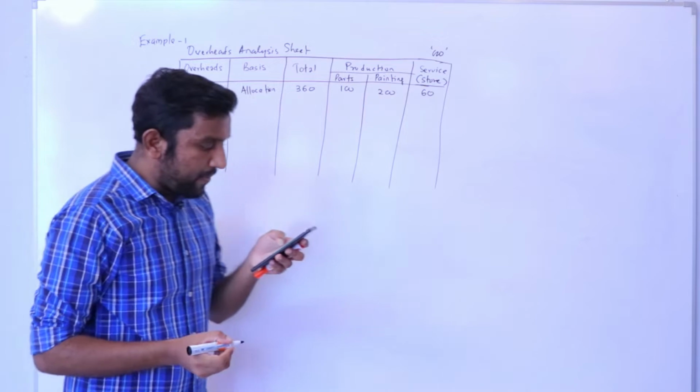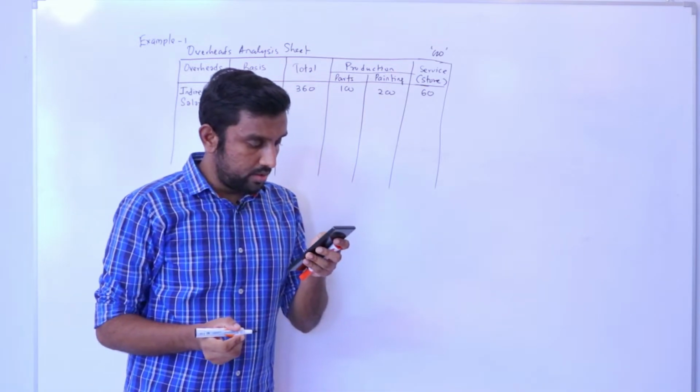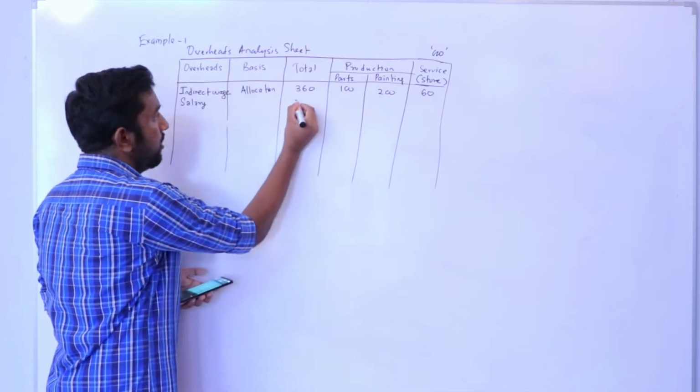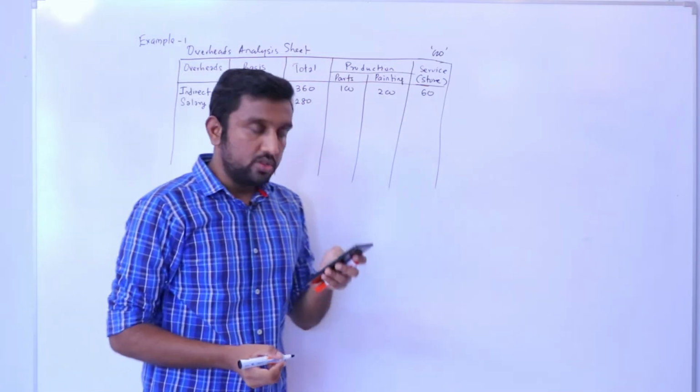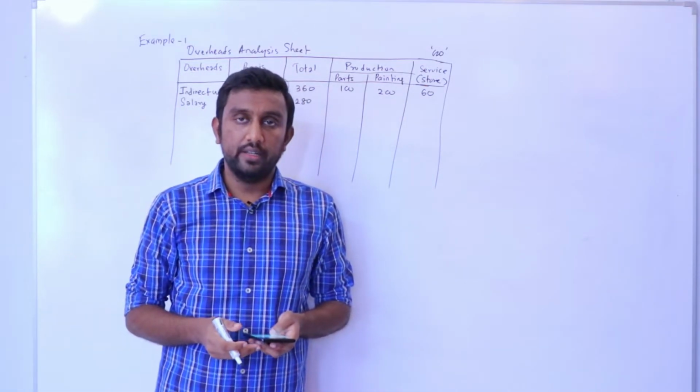Right, and my total is how much? My total should be 280. It is not 380. Why? Because 100 is not needed here.